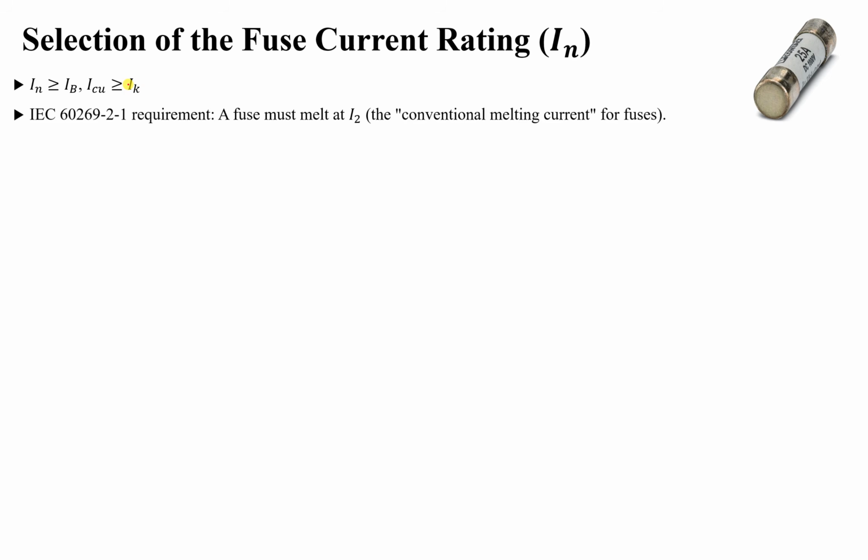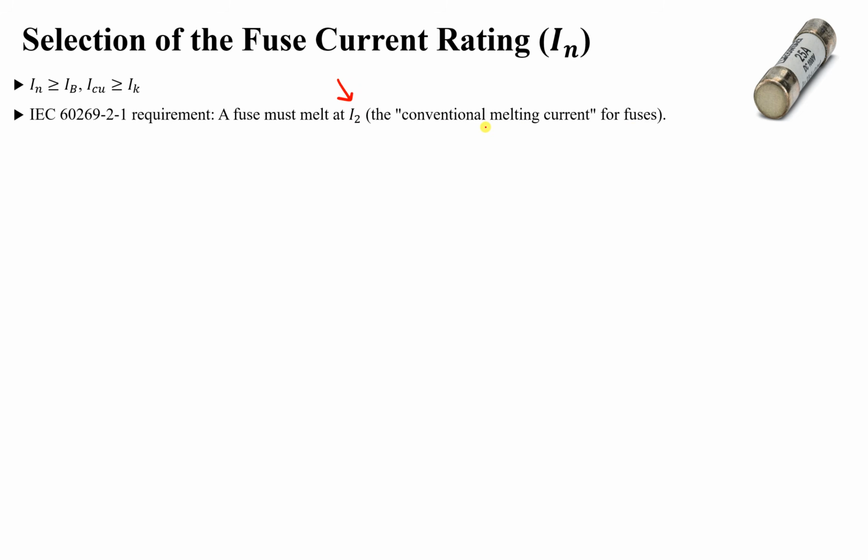Now, what about fuses? Fuses are almost the same conditions. Their breaking capacity must also be greater than the short circuit level in our location. However, we have some additional requirement for fuses. Fuses must melt at a current called I2. What does this even mean? What is exactly I2? I2 is the conventional melting current for a fuse.